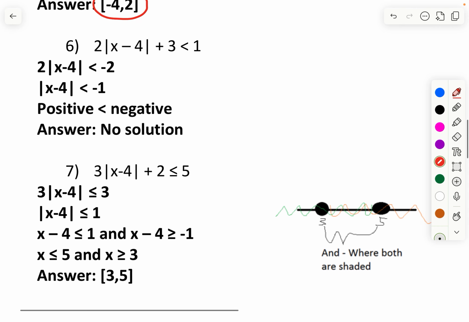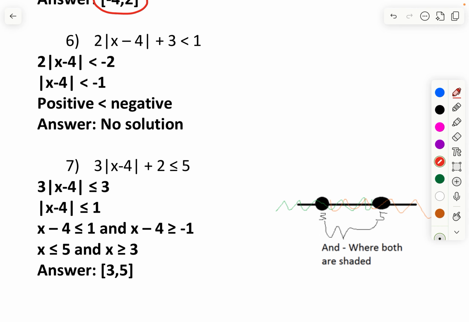All right, number 6. Subtract 3 from both sides, and we get 1 minus 3, that's negative 2. Divide both sides by 2, we get negative 1 on that side. But then I want you to think about this. The absolute value of any number, since it's the distance away from 0, is always positive. And positive numbers are never less than negative numbers. So we have no solution here. We could also write this as our empty set.